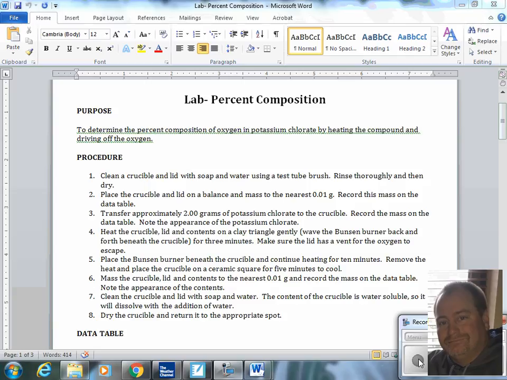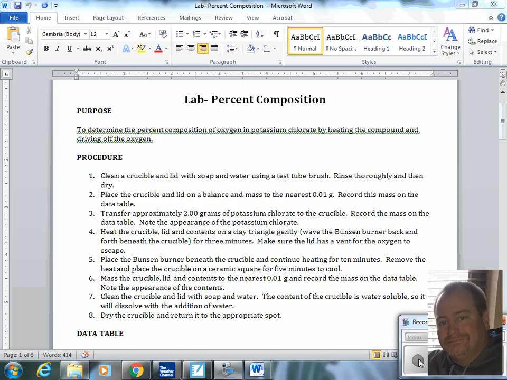This is the pre-lab video on the percent composition lab. What we're going to do is determine the percent composition of oxygen in the compound potassium chlorate. We are going to heat the potassium chlorate in a crucible, and then we will mass that crucible at the end.